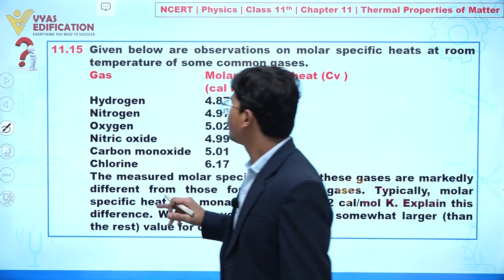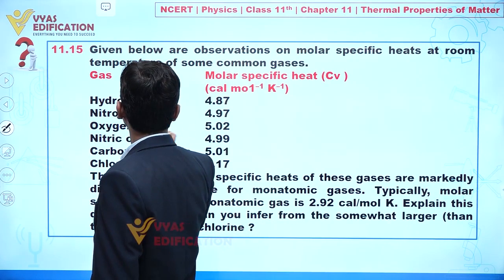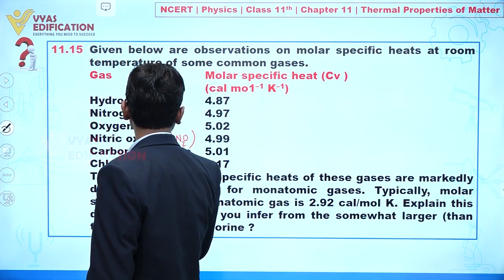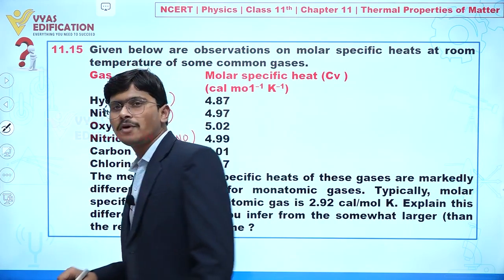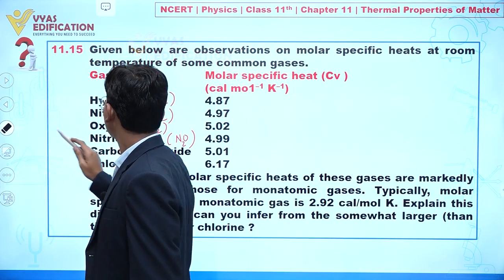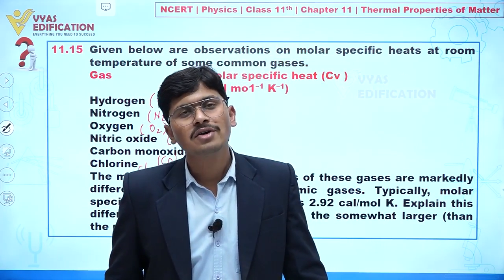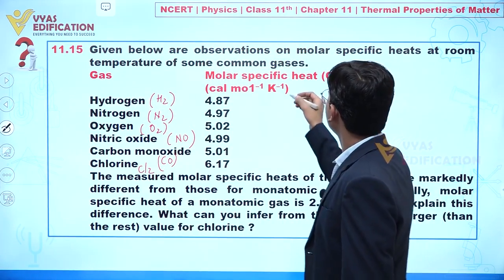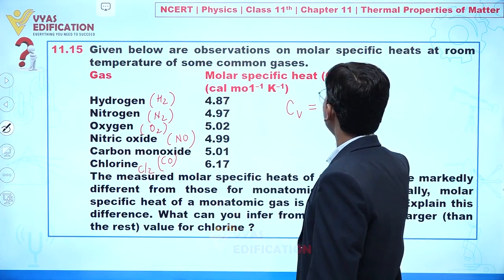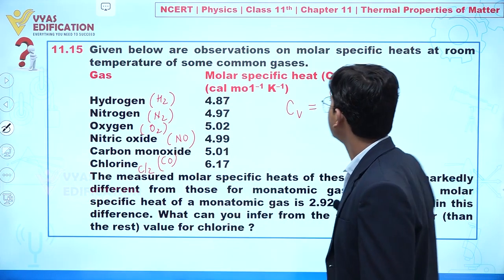Now dear students, if we are talking about these gases, this is hydrogen, H2, this is N2, this is oxygen, this is nitric oxide, this is carbon monoxide, and this is chlorine. So from here you can say all these gases are diatomic gases. So how can we define the value of specific heat at constant volume? Actually this is defined in terms of degrees of freedom. It is F by 2 R, where F is the degree of freedom.